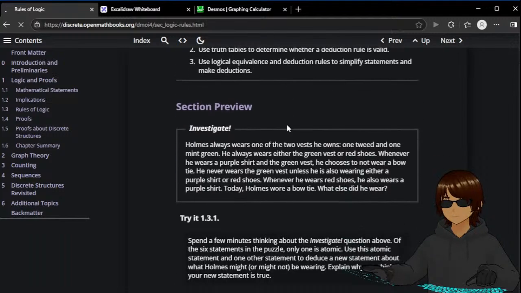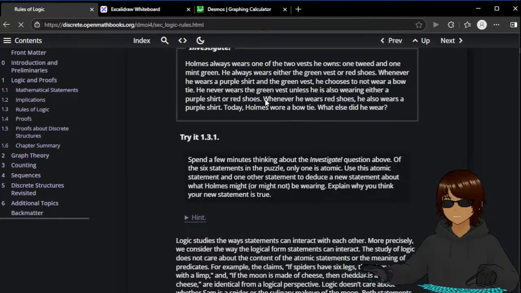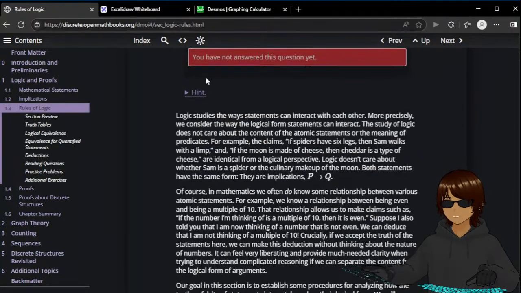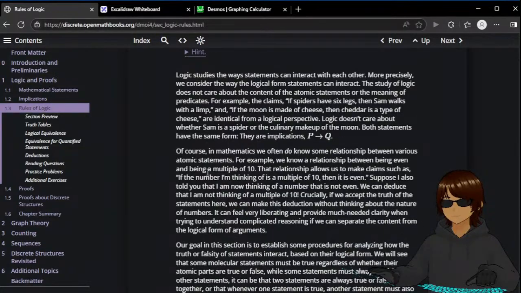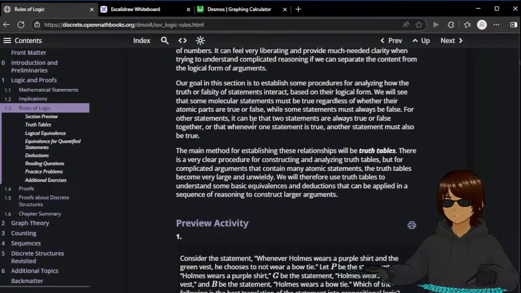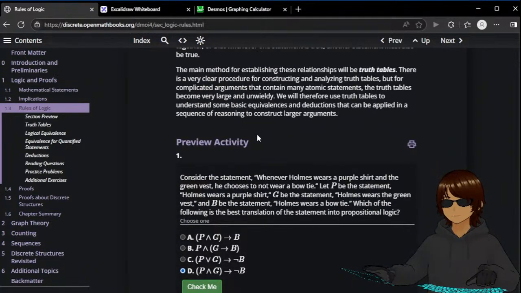Rules of logic. Yeah, I did this last time, but I was unsure about this. It took more time than I expected. They don't give answers. That's the issue. Otherwise, I would have done it again.